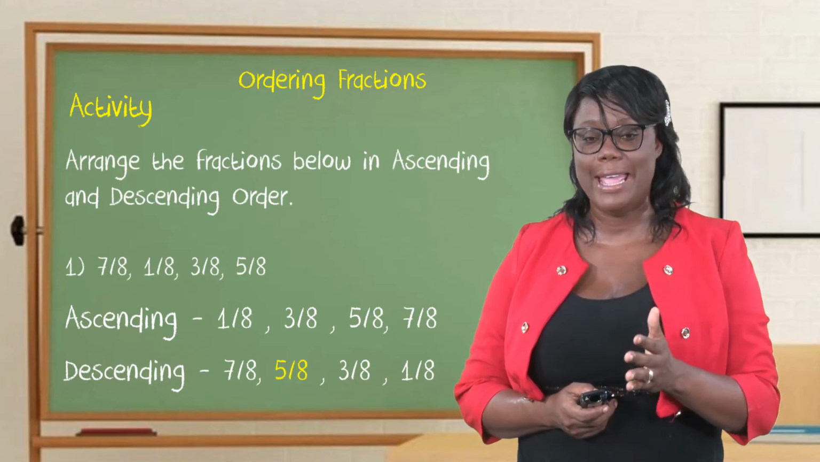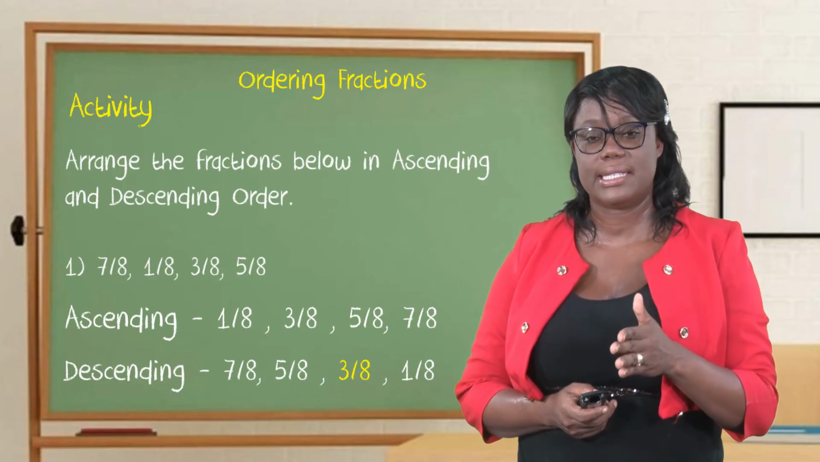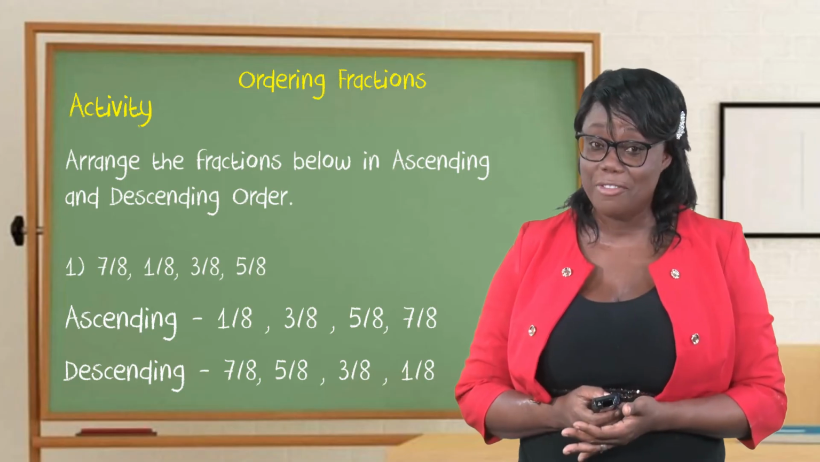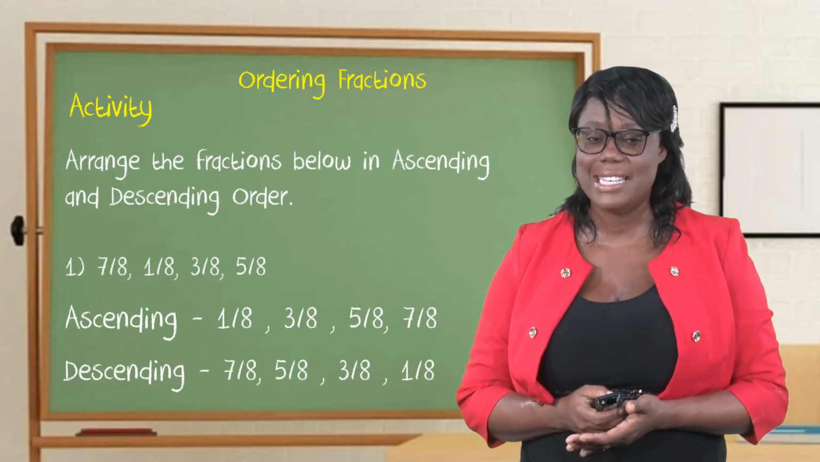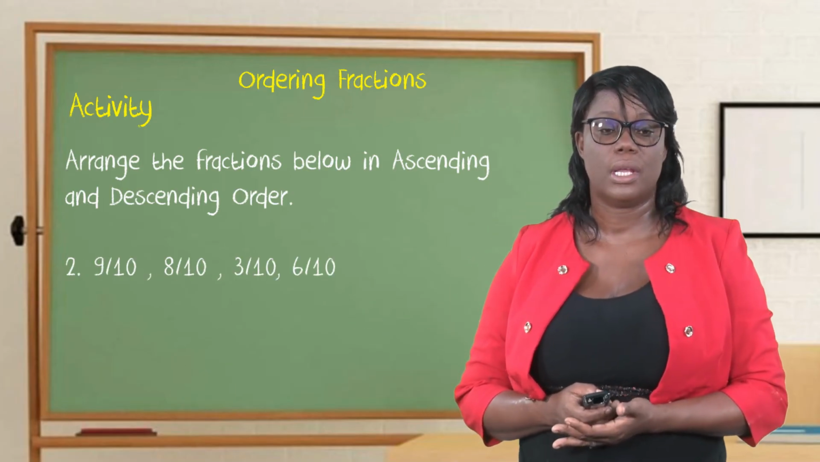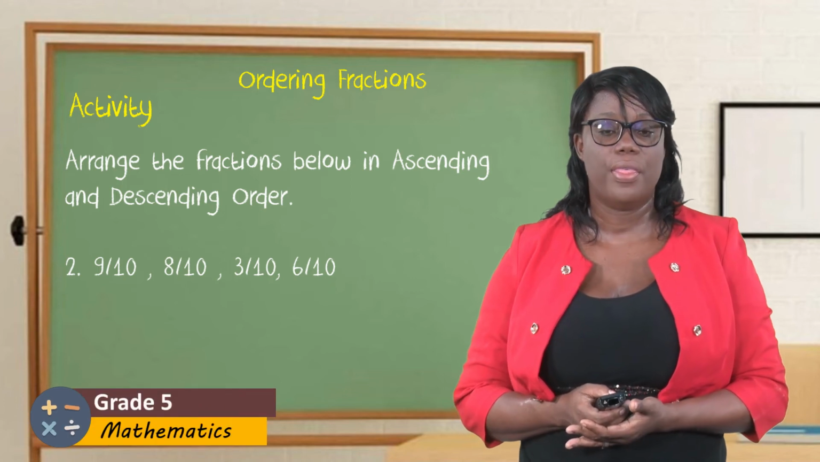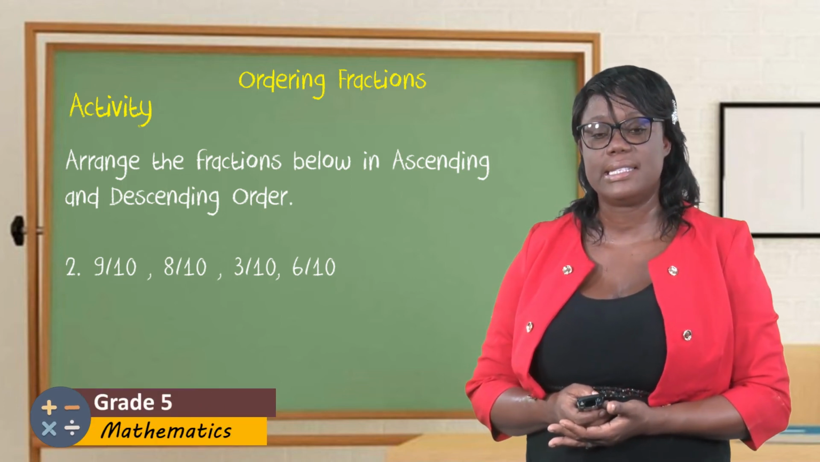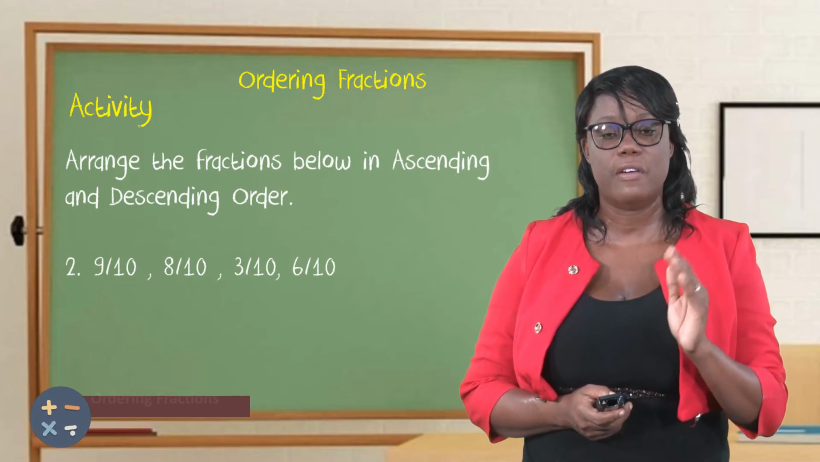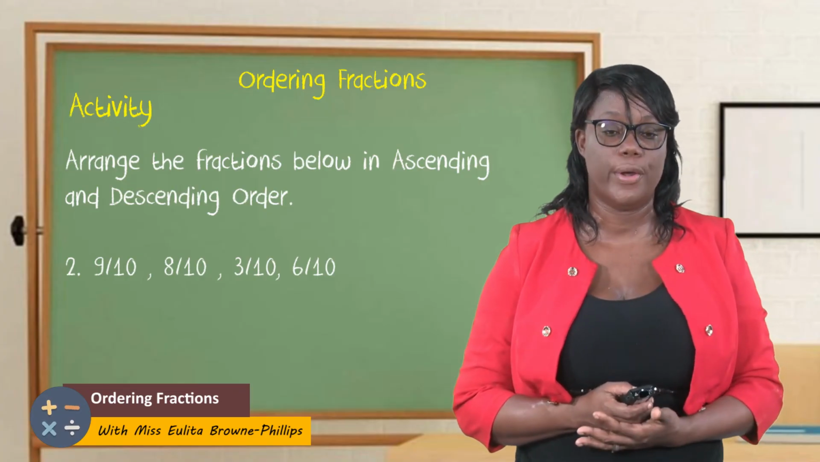Then 5/8. Then 3/8. Then 1/8. Do you have that, boys and girls? Excellent. So for the second one, you have 9/10, 8/10, 3/10, and 6/10. Now arrange that set of fractions in ascending and descending order.